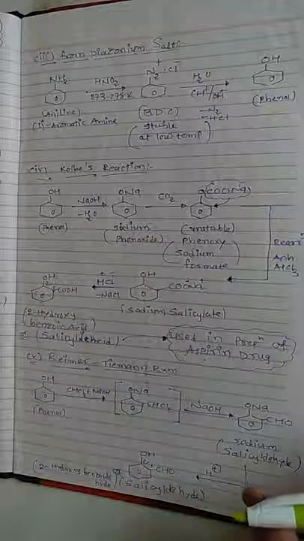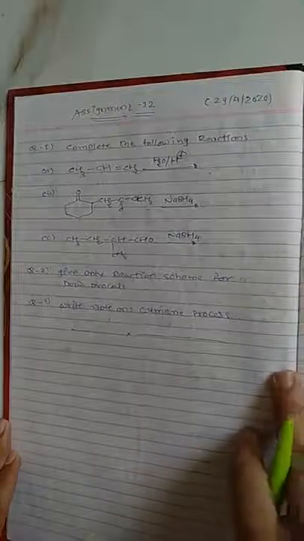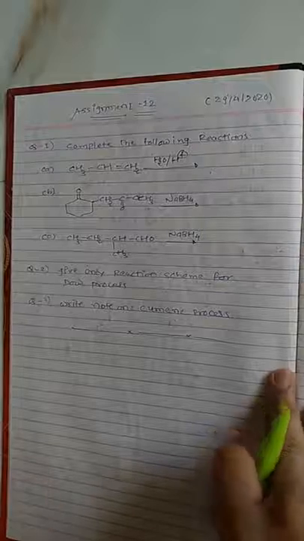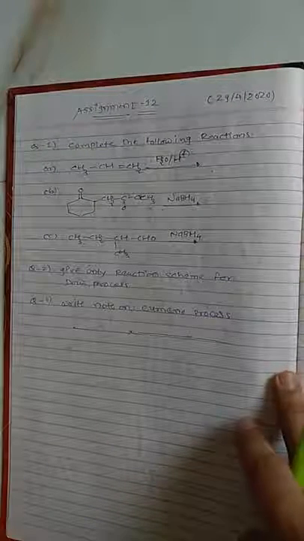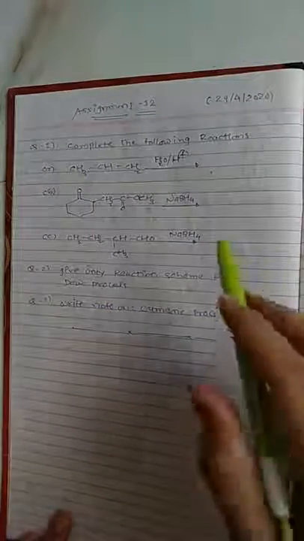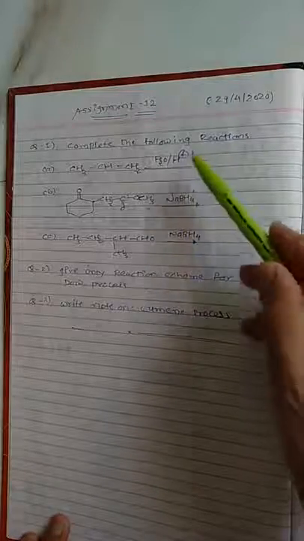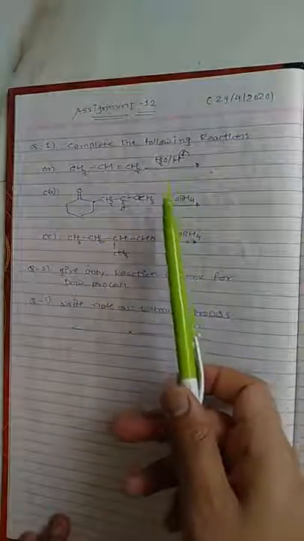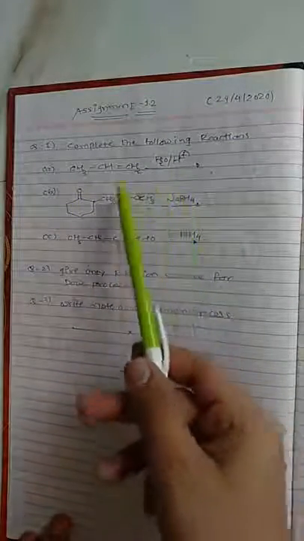Now we will discuss some assignment questions. Here we have assignment number 12, on the basis of some fundamental topics as well as topics which were discussed earlier. So the first one: complete the following reactions, in which 3 reaction schemes are given. You have to carefully read the reagents which are mentioned on the arrow, which is called the reaction condition. You have to get some idea about where the reaction should take place.